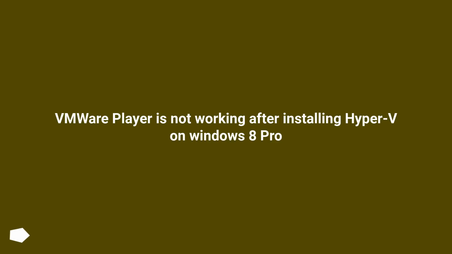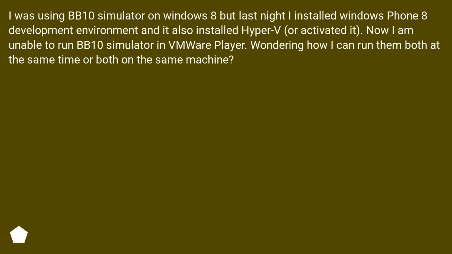VMware Player is not working after installing Hyper-V on Windows 8 Pro. I was using BB10 Simulator on Windows 8, but last night I installed the Windows Phone 8 development environment and it also installed Hyper-V, or activated it. Now I am unable to run BB10 Simulator in VMware Player. Wondering how I can run them both at the same time, or both on the same machine?